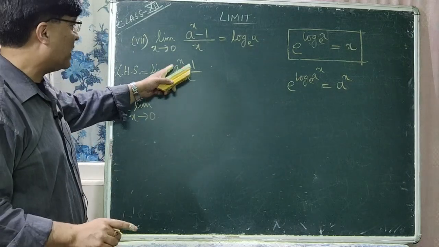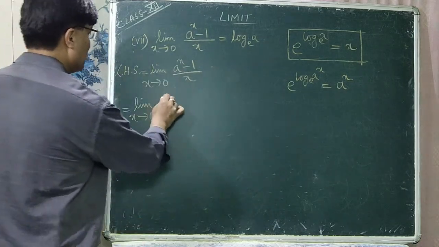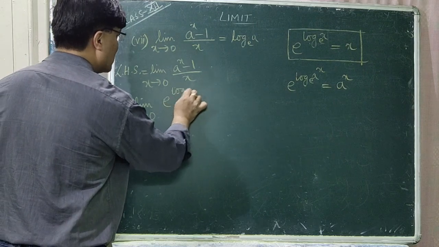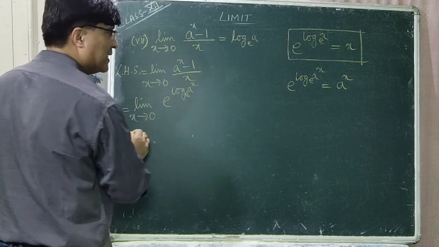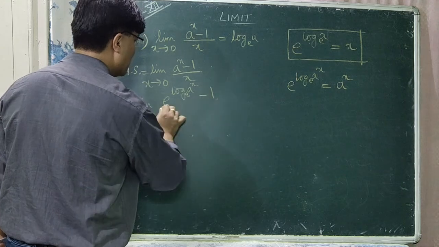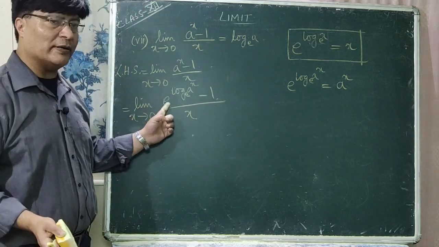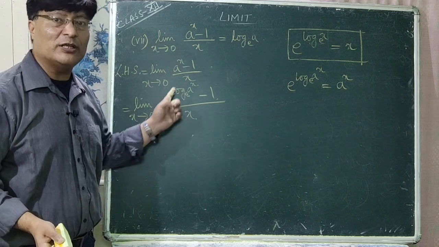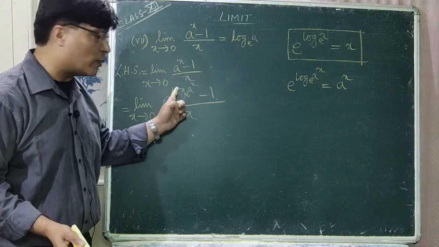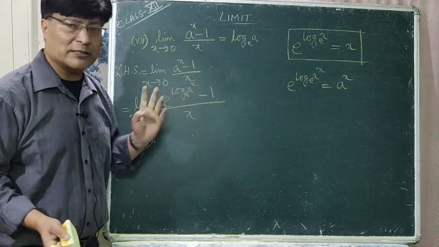Now instead of a to the power x, what can you write? You can write e to the power log a to the power x base e, then minus 1 whole to the power x. Now this is just like your exponential function e to the power x. Instead of x, what is here? Log a to the power x base e.